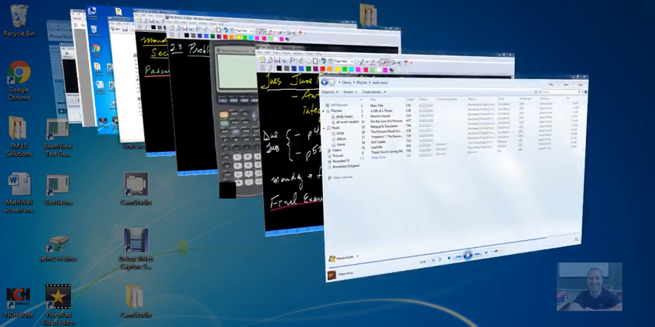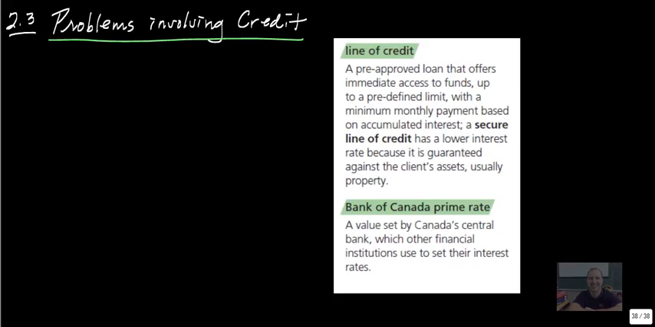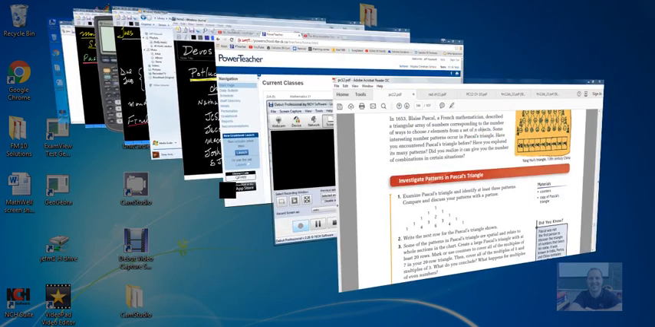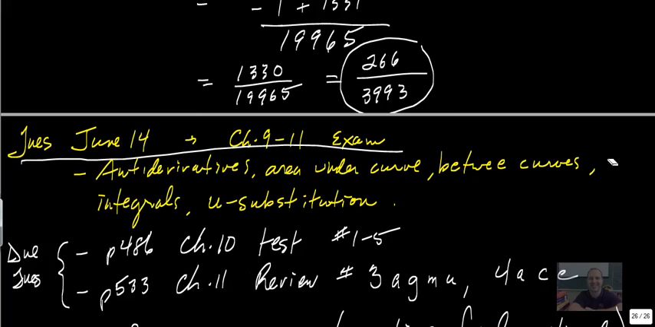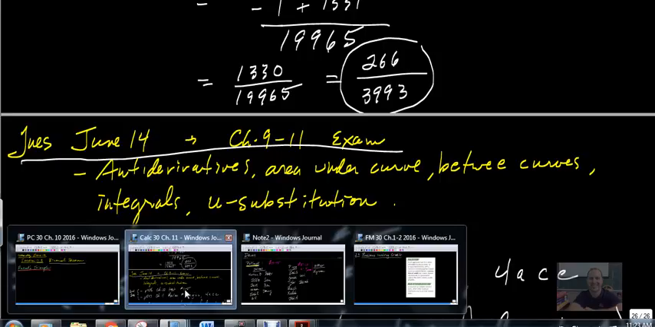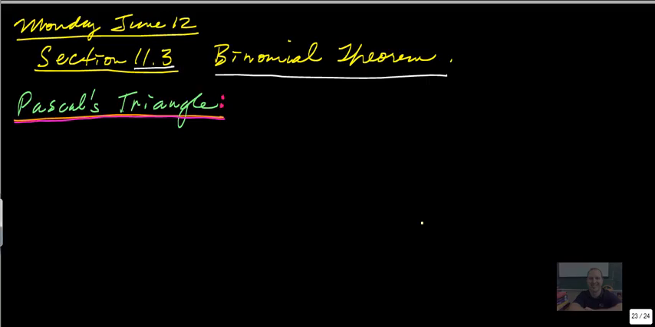So as far as notes go, where are we? Nope, not that section. Oh, Calc 30. Well, what happened here? There. Well, I don't know why that didn't show up.